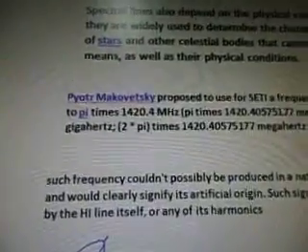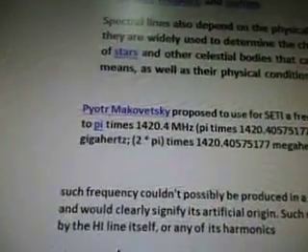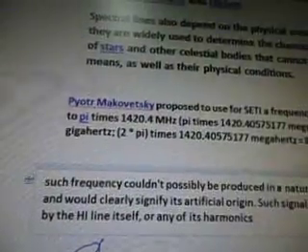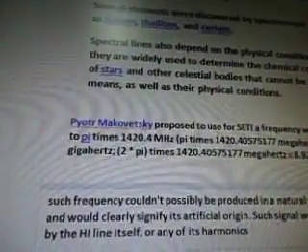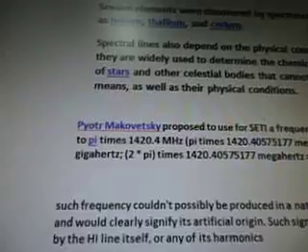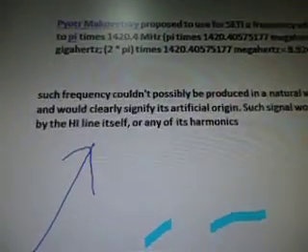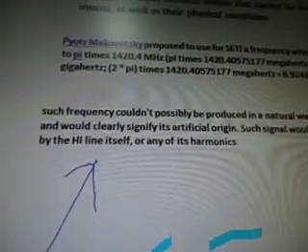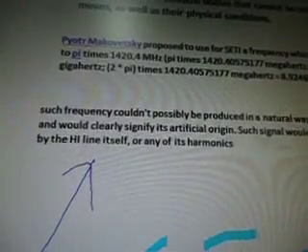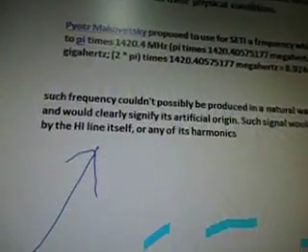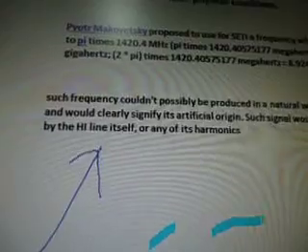And then we talk about Pythagorean. He was in the last video as well. He proposes to use for SETI a frequency which is equal to pi times 1420.4 megahertz. Okay, so that was his calculations there. Such frequency couldn't possibly be produced in a natural way as a harmonic and would clearly signify its artificial origin. Such signal would not be jammed by the HI, which is the hydrogen line itself, or any of its harmonics. So the hydrogen line cannot interfere with that signal, is what they're saying.